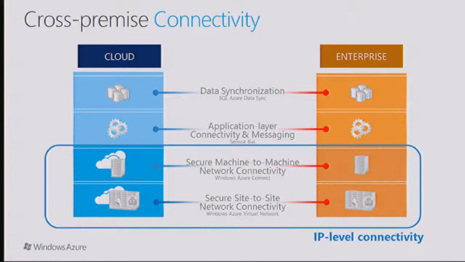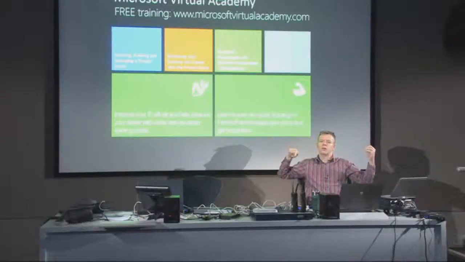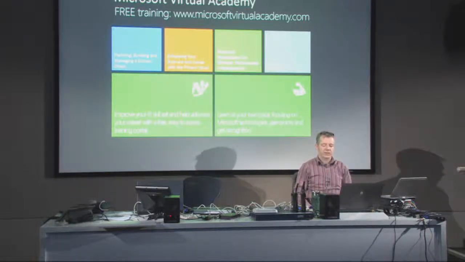One is secure machine-to-machine connectivity, called Windows Azure Connect. That's where we have a bit of point software on each machine, and it allows those two machines to communicate with each other. If you were running an enterprise responsible for 1,000 desktops, and you wanted those desktops to connect to this one virtual machine, you'd have to do 1,000 installs of that software. So as soon as you get outside of two servers wanting to talk to each other, the next thing comes in, which is secure site-to-site network connectivity. And that's a virtual network.